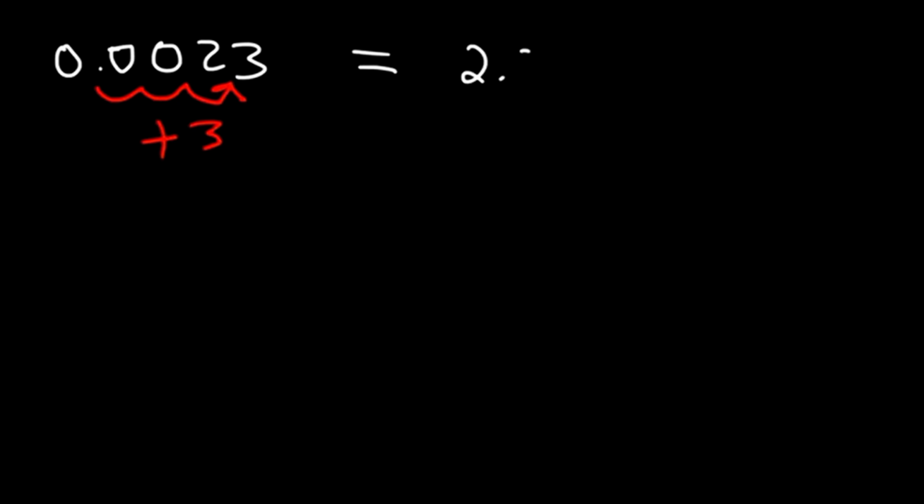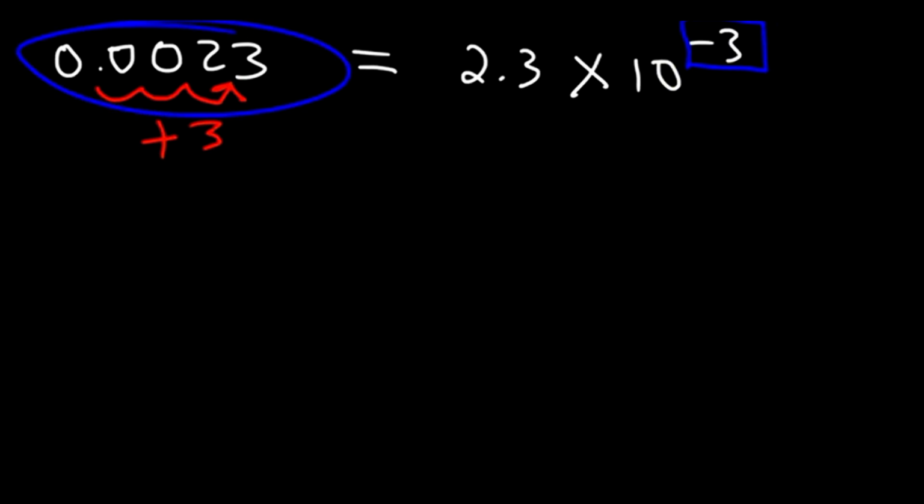What about some small numbers? For example, 0.0023. We still want the decimal to be between the 2 and 3, but this time I'm going to move it to the right as opposed to the left. To move it 3 spaces to the right, so therefore this is going to be 2.3 times 10 to the negative 3. Now keep in mind, a negative exponent will always represent very small numbers.